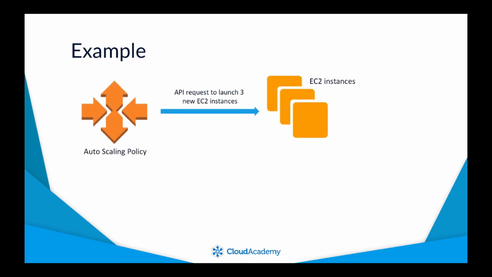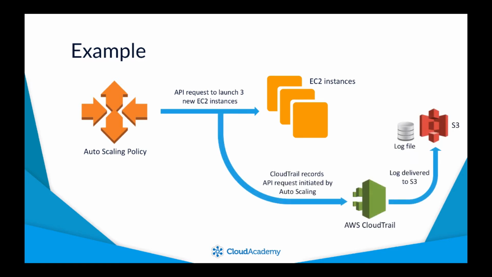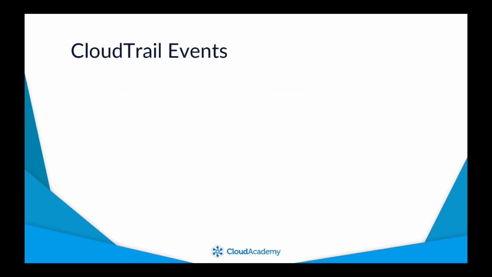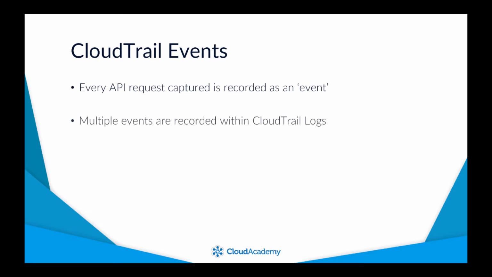For example, when autoscaling automatically sends an API request to launch or terminate an instance, these API requests are all recorded by CloudTrail. When an API request is initiated, AWS CloudTrail captures the request as an event and records this event within a log file, which is then stored on S3. Each API call represents a new event within the log file.